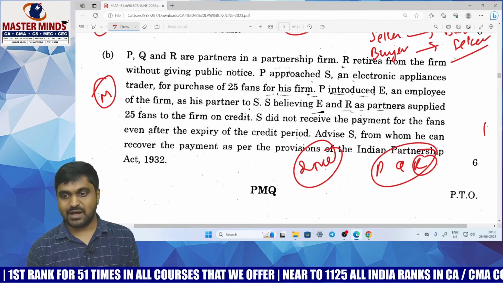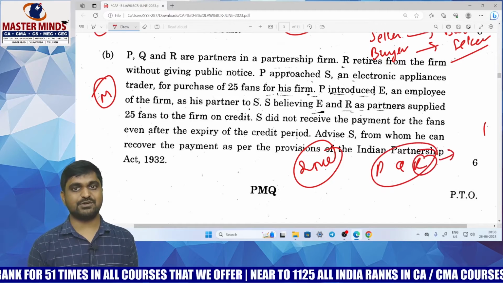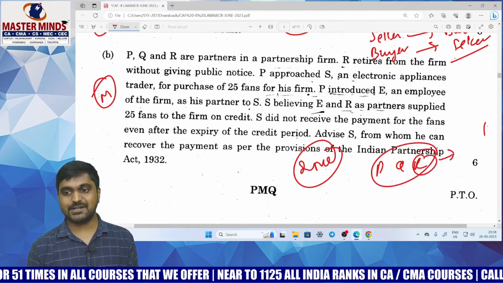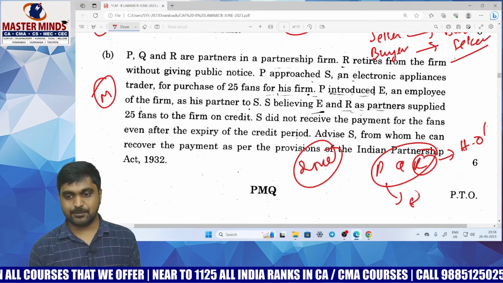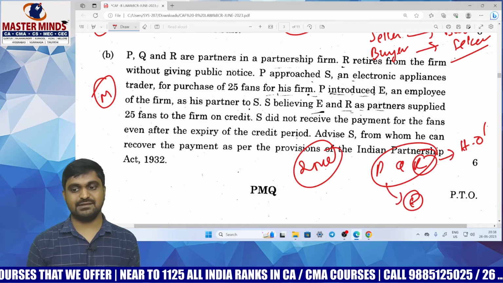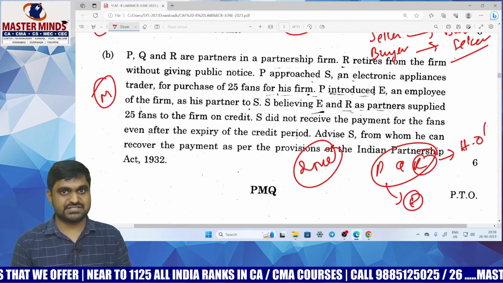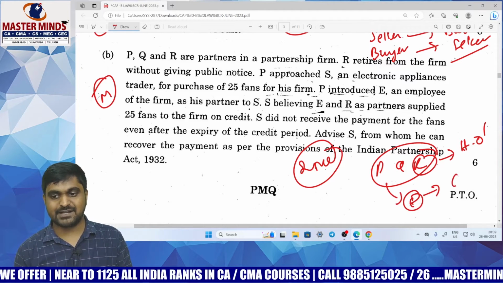Okay, now R retired from the firm without giving public notice. Now what will happen? He will become a partner by holding out. Okay, now P introduced his employee E as a partner to the outsider. Now E fails to object to it. That means E is also a partner by estoppel.